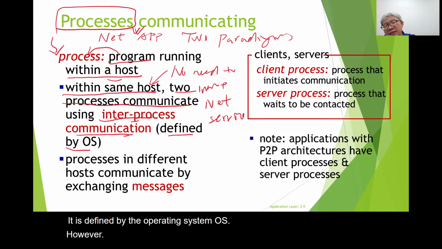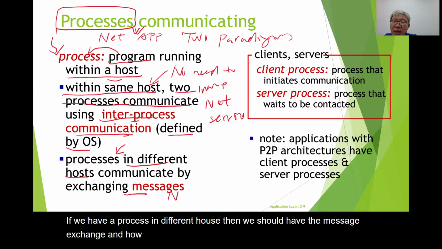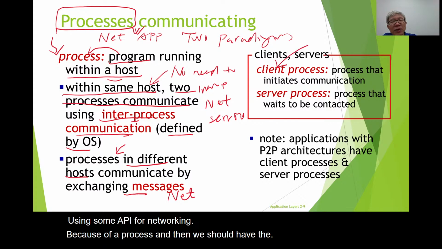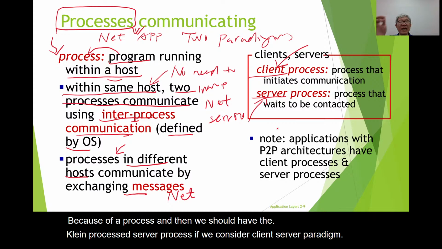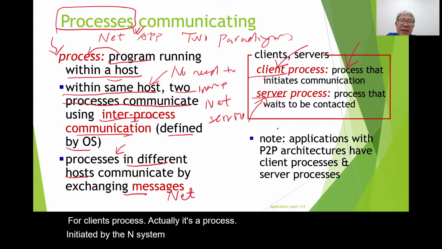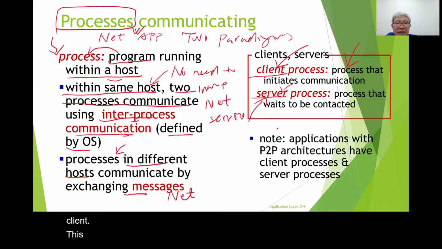However, if we have processes in different hosts, then we should have message exchange. And how to do it? We should exchange in the network. All right, so we will have networking, or use some API for networking. Well, because of processes, we should have a client process and a server process if we consider the client-server paradigm. For the client process, actually it's a process initiated by the end system, the client. As for the server process, this is a process waiting to be contacted by the client. This is the client-server paradigm.